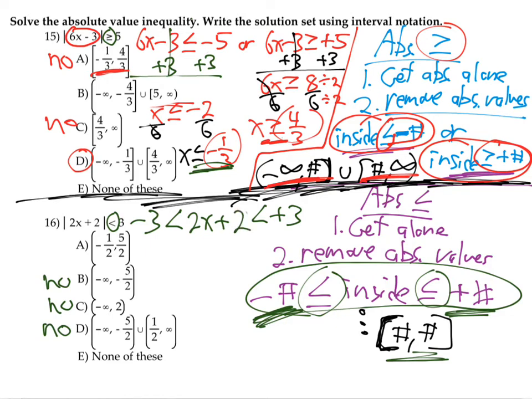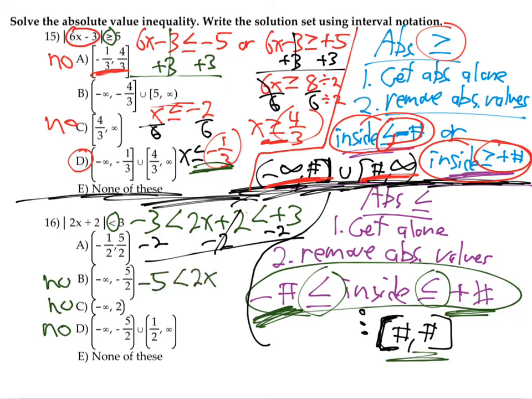There we go. Does everybody see how I just followed the format? Just put the inside right in the middle. Put the negative on the left, positive on the right. And now we're trying to get x alone. This out of the way, so we subtract 2 from everybody. So that's minus 5, 2x, 1. Is that good? I subtracted 2 from everybody.